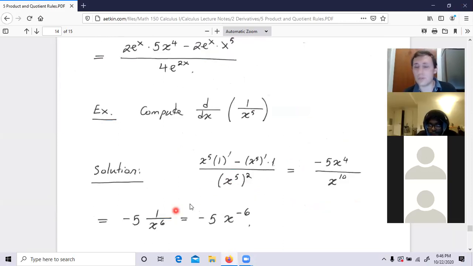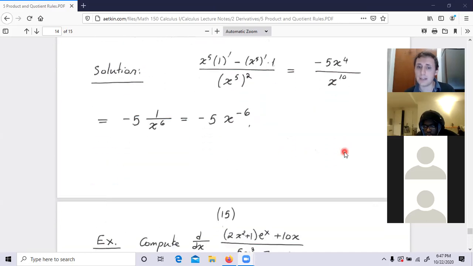So here I do it using the quotient rule. You understand? I established that this rule is true. Yes, right? So I square the denominator and then I copy the denominator, multiply by the derivative of the numerator. The derivative of 1 is 0, minus the derivative of the denominator times 1. So what do I get? This is just 0. And here I get minus 5x to the 4 and x to the 10 on the denominator. I simplify and I get minus 5x to the minus 6, as expected.